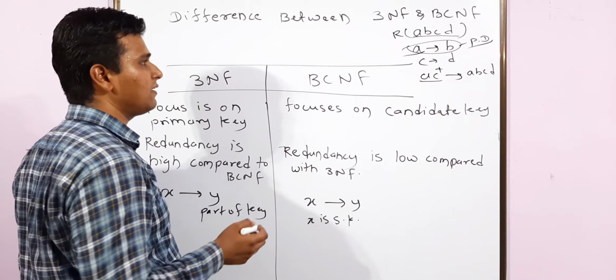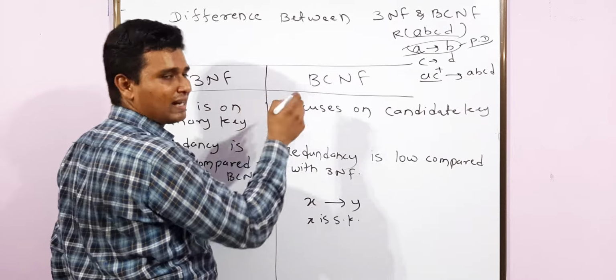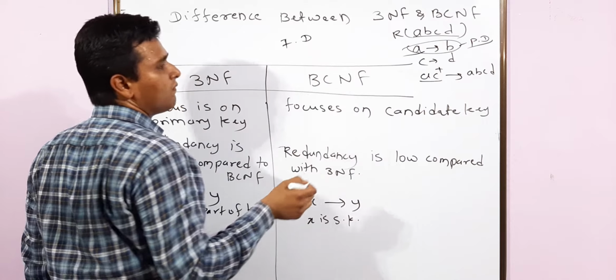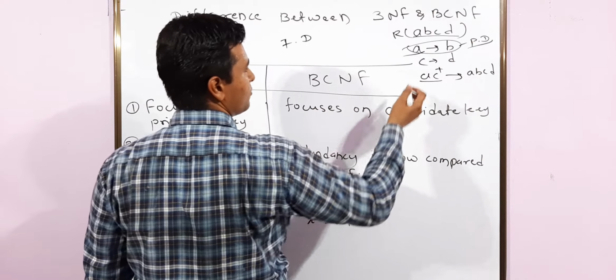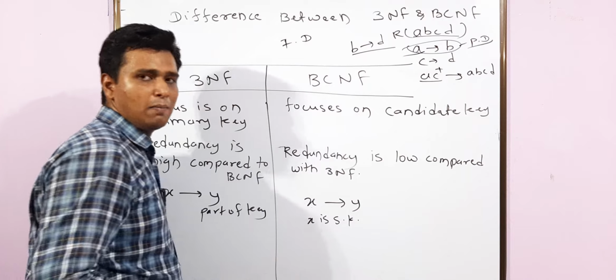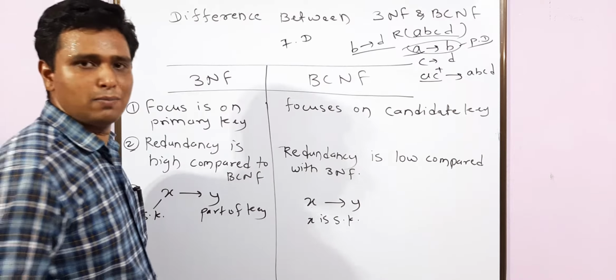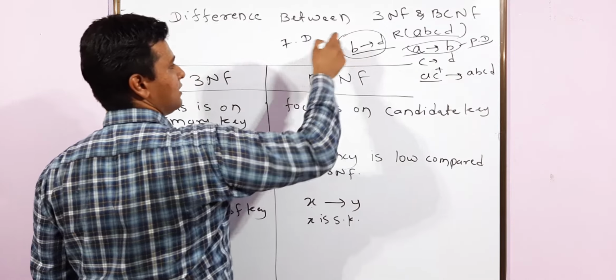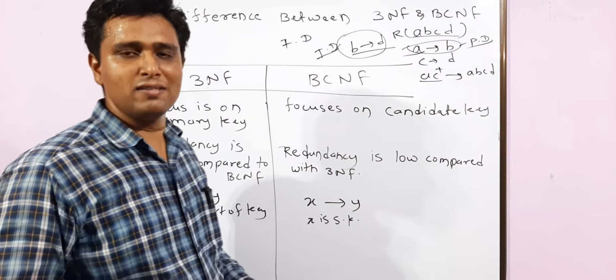So what is 3NF? It should be free from transitive functional dependency. What is transitive functional dependency? It is when there is a relationship between non-key attributes. Suppose I write B determines D. In this case, B and D are both non-key attributes and there is a relationship between them. So this is called transitive functional dependency. In 3NF, transitive functional dependency is not allowed.